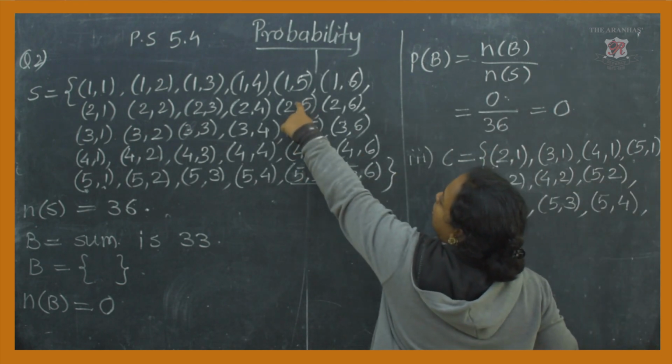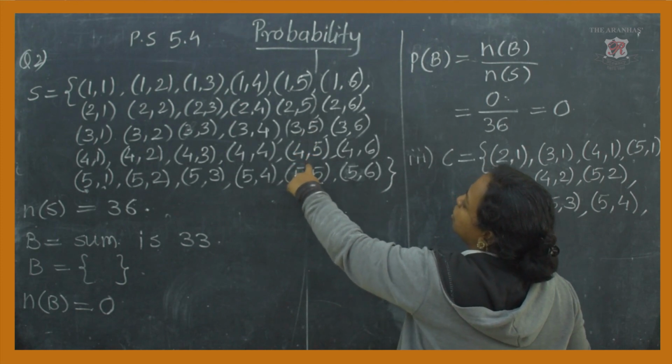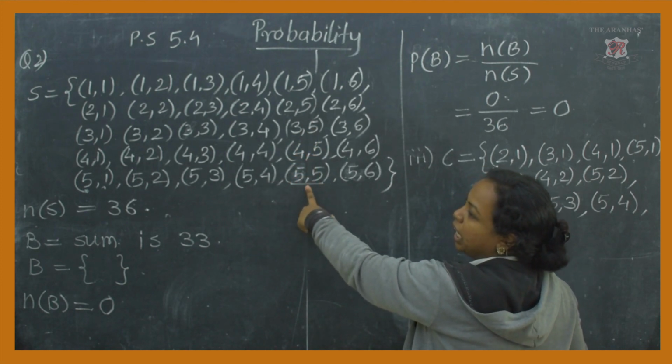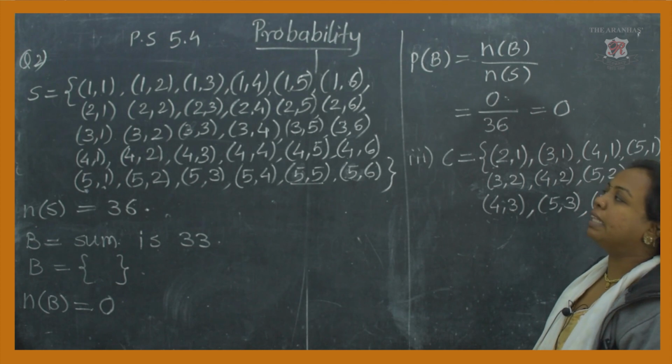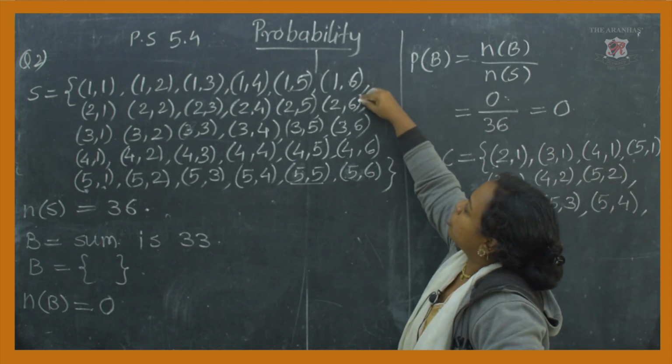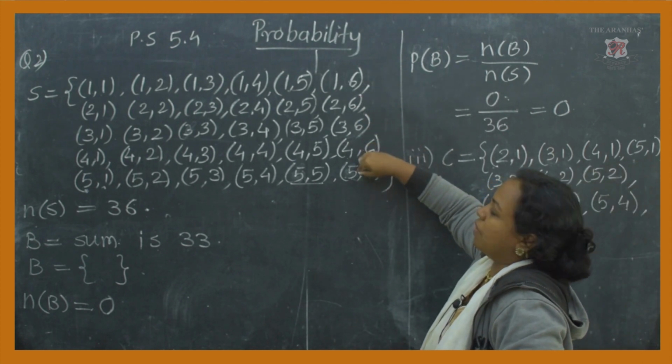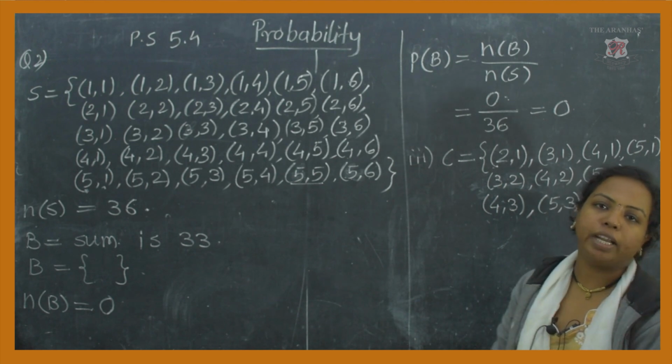Next number, this one, this one, this one which is not included, (5,5) which are equal in number. So, we cannot take that also. Then (1,6), (2,6), (3,6), (4,6), (5,6). These numbers are not included.